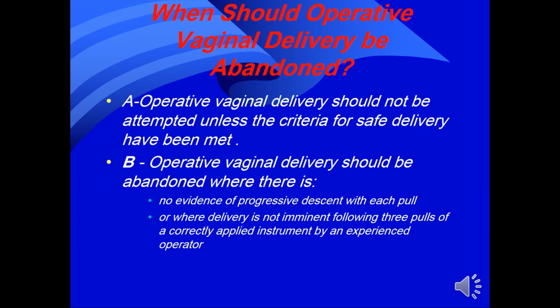When should operative vaginal delivery be abandoned? Operative vaginal delivery should be abandoned or not be attempted unless the criteria for safe delivery have been met. It should be abandoned when there is no evidence of progress, descent with each pull, or when delivery is not imminent following 3 pulls of a correctly applied instrument by an experienced operator.